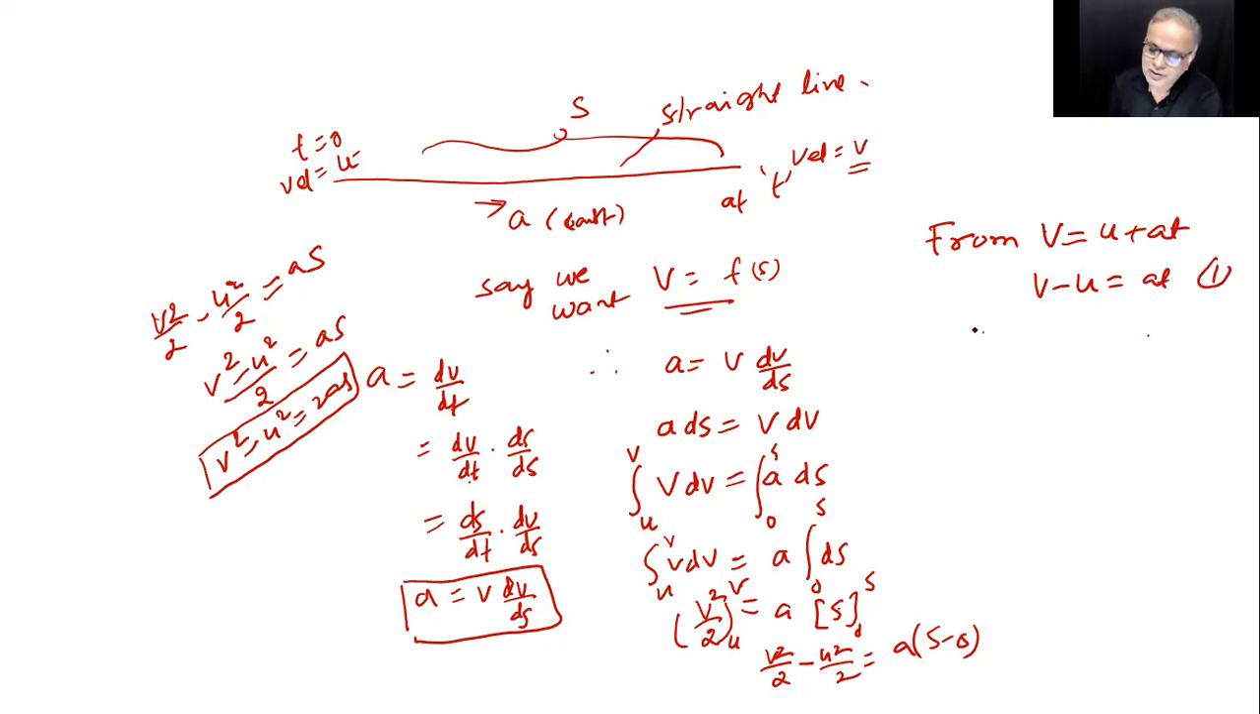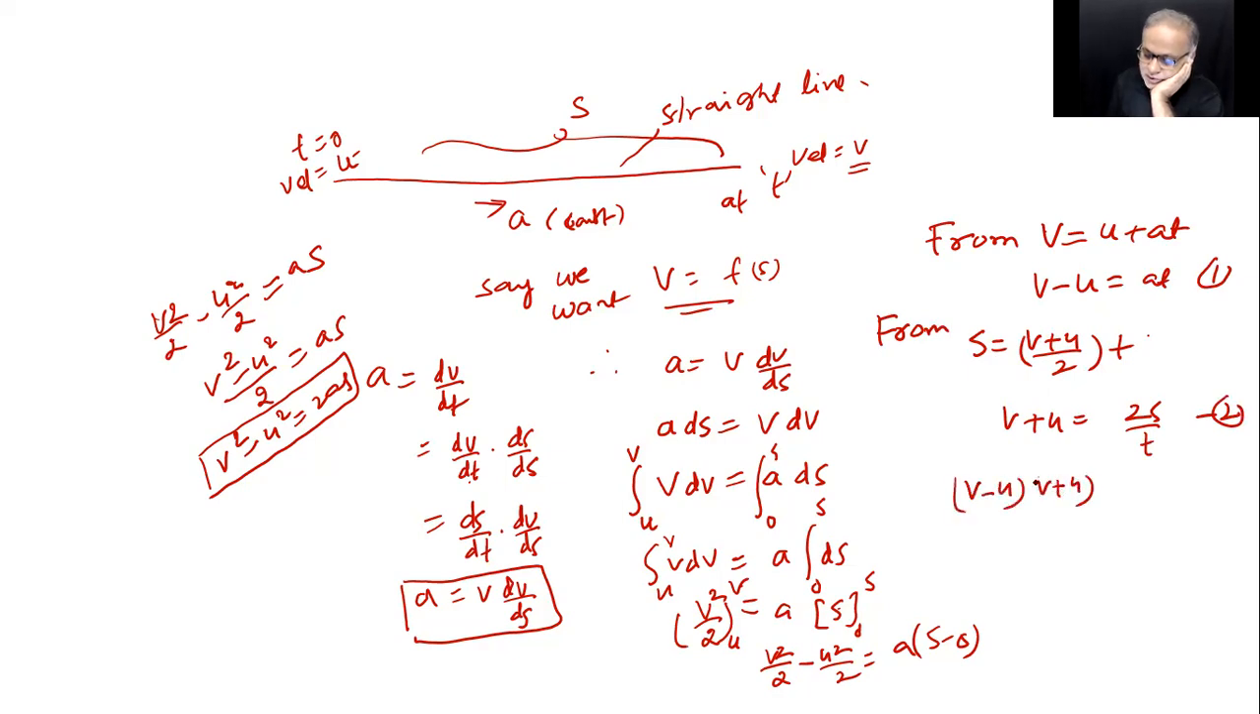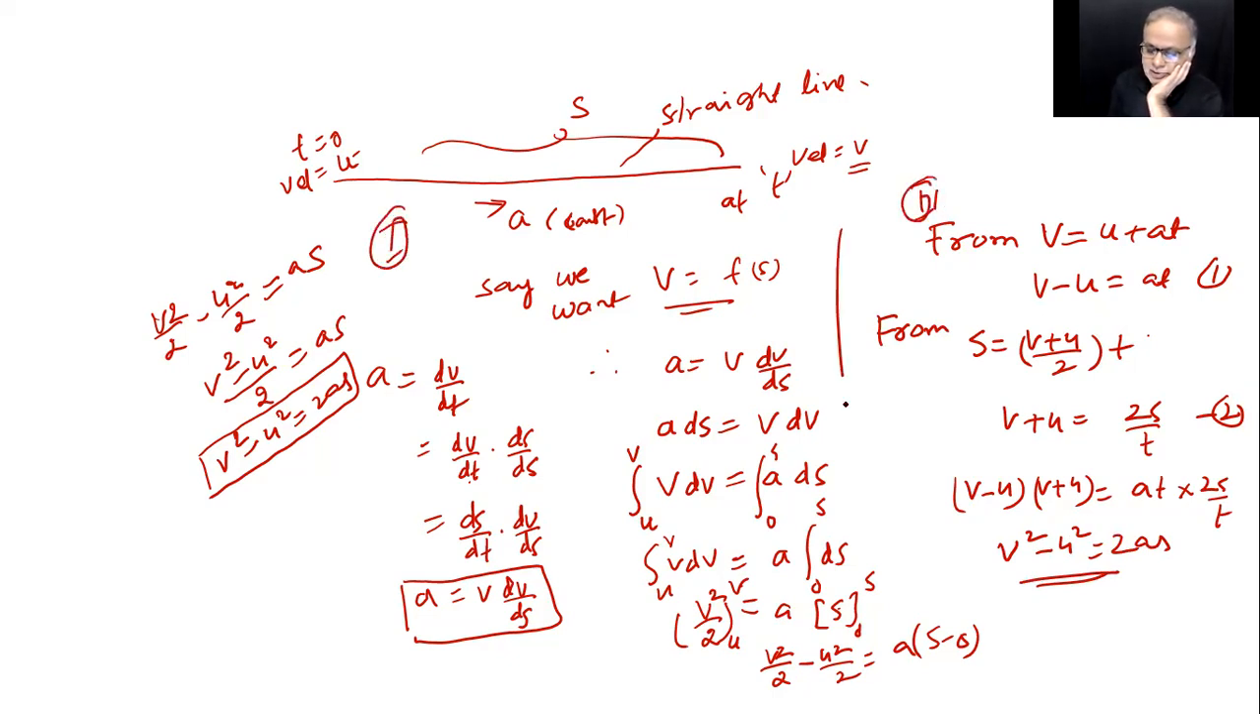Call it the first equation. From S equals V plus U by 2 into T, which we wrote as average velocity into time, V plus U equals 2 into S by T. Multiply the first by this: V minus U into V plus U equals AT into 2S by T. A square minus B square, this is. T cancelling, 2AS. So this is the first method I prefer you people to use. This is the easier second method.